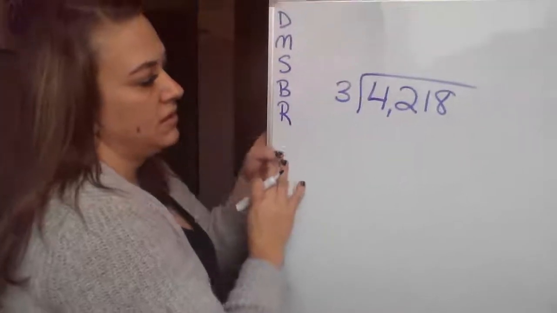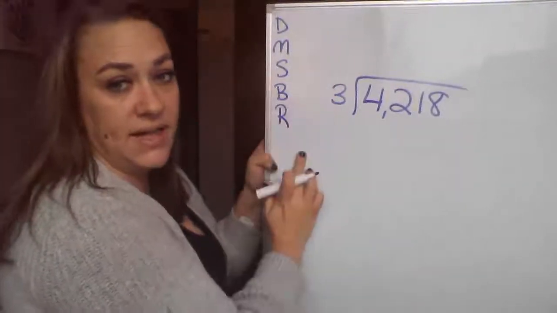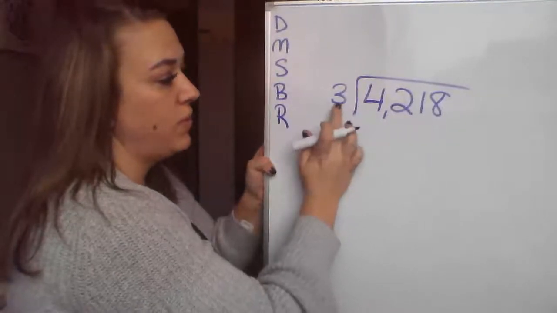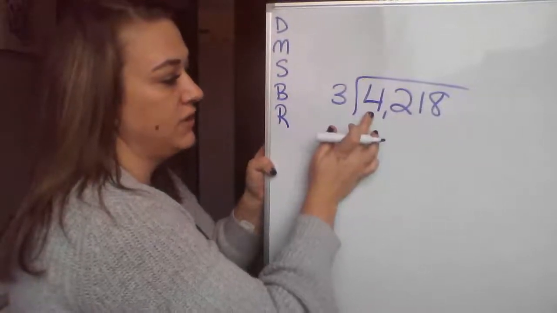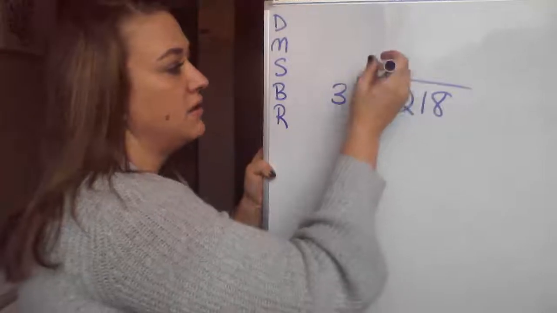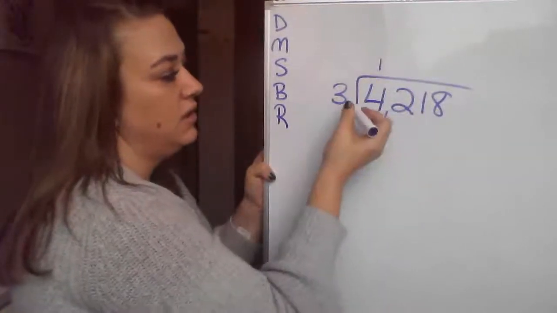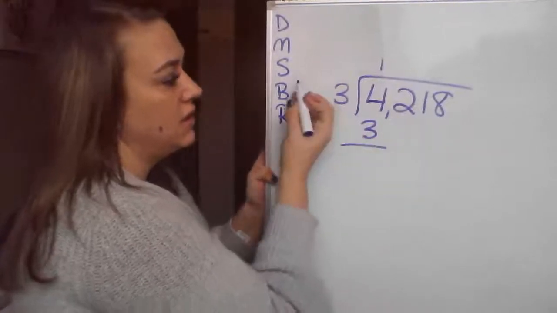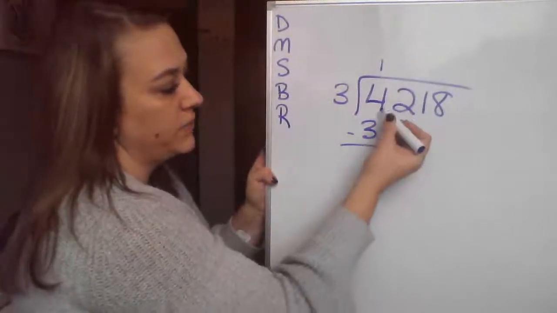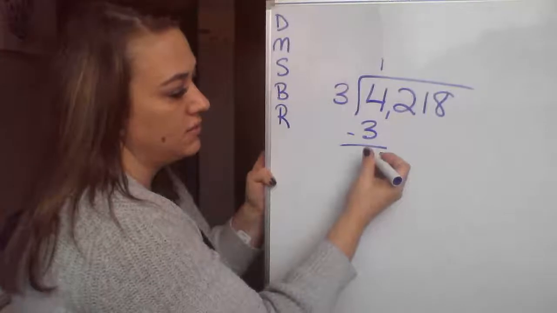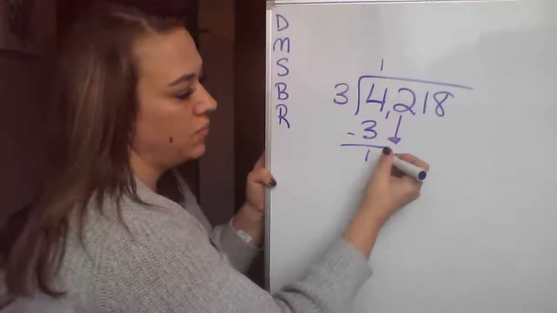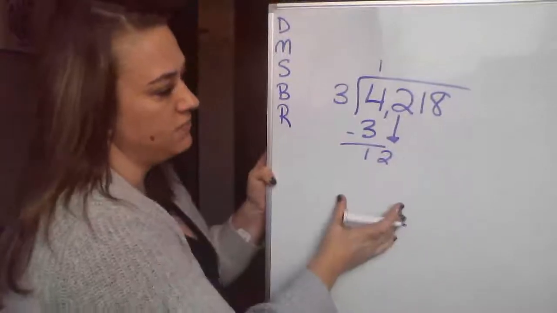Same steps. 4 divided by 3. Well, I can only make one group of 3 if I have 4. So 4 divided by 3 gives me 1. 3 times 1 is 3. Now I subtract. 4 minus 3 is 1. Bring down my 2. One number at a time when you bring it down.